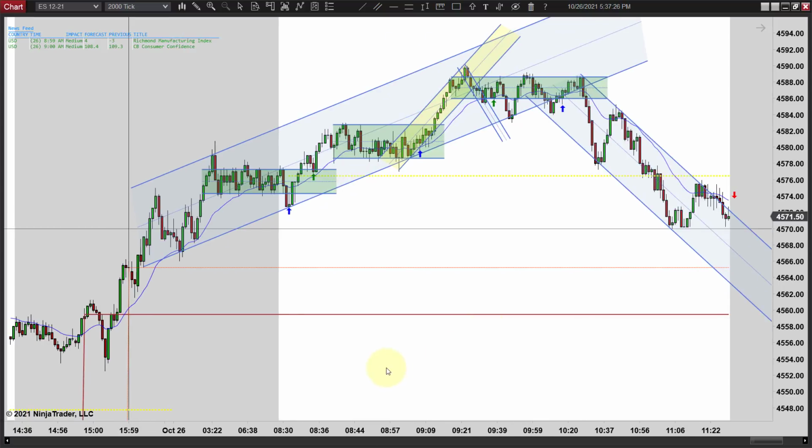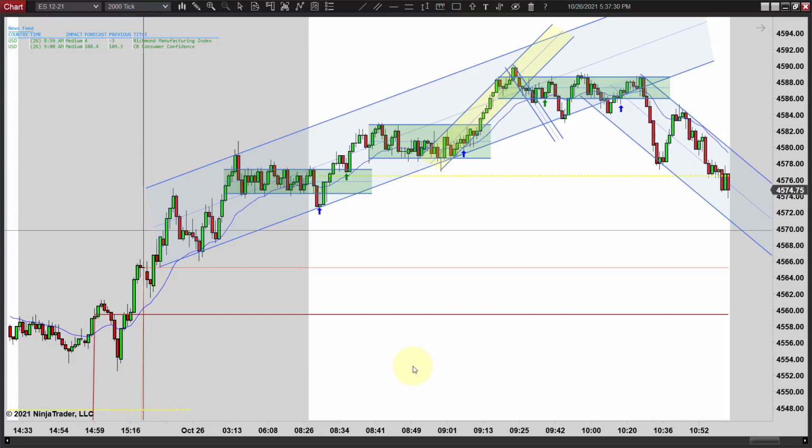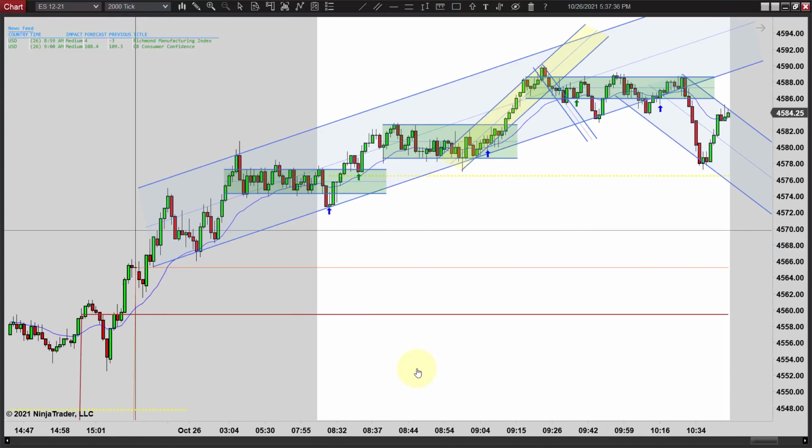I'm going to go through these. There are not a lot of trades today, so I'm going to go through them rather quickly. Last night was a long evening and a long day today, and I'm ready to take a break here, so I'm going to move through these pretty quickly.